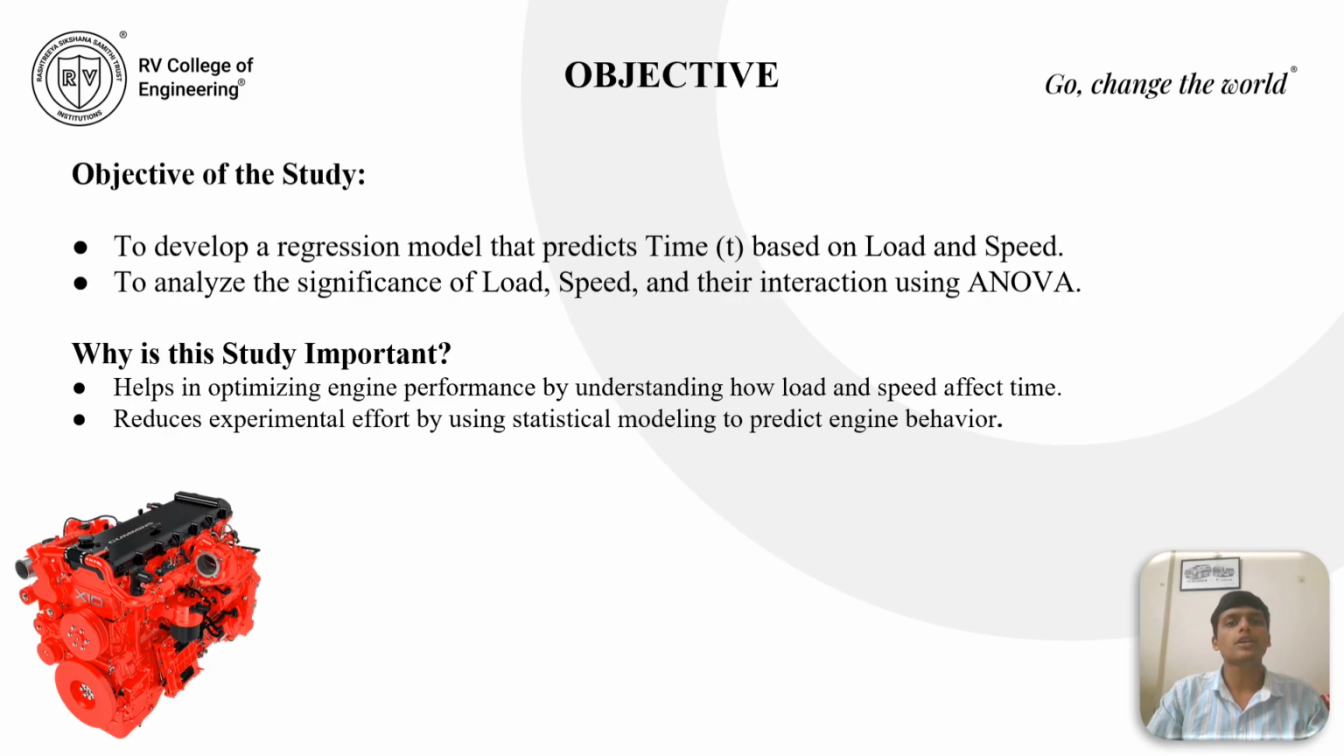Objective. The main objective of the study is to develop a regression model to predict fuel consumption time based on load and speed. Using ANOVA, we analyze the significance of these factors. This result helps optimize engine performance while reducing the need for excessive experimentation by predicting outcomes through statistical modeling.